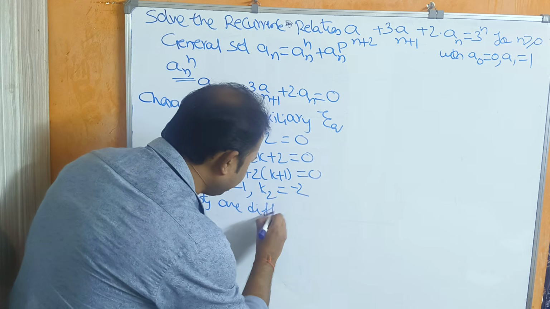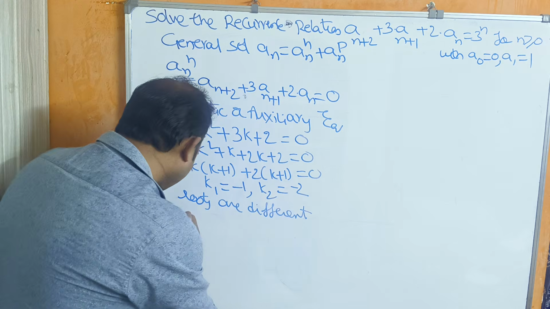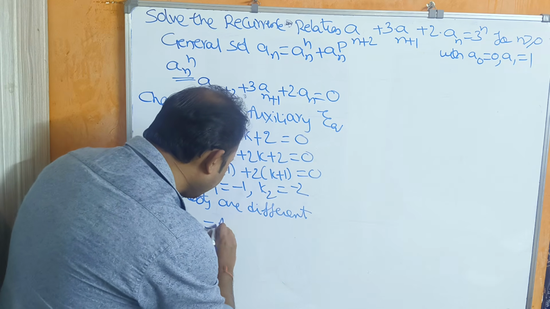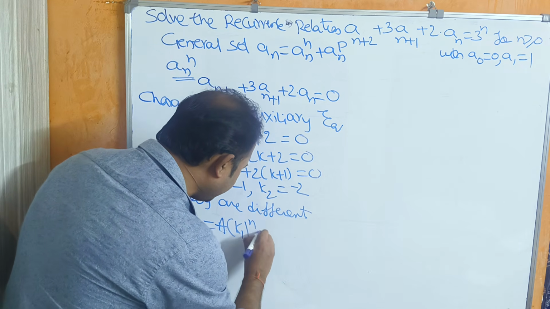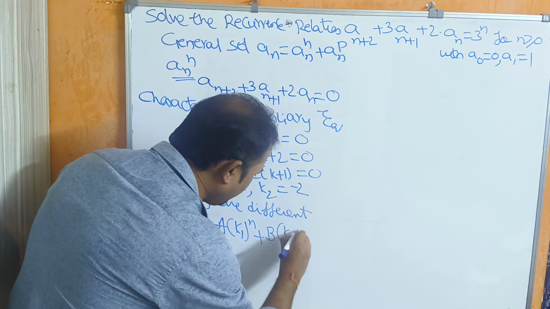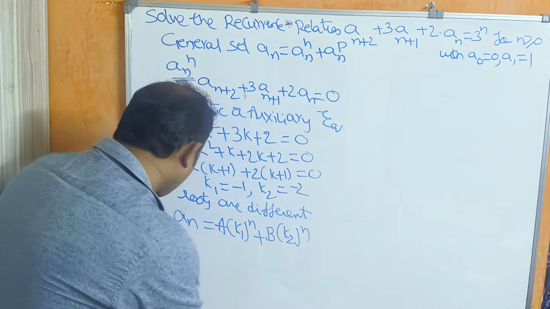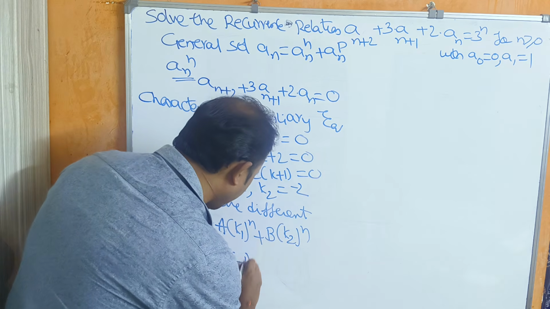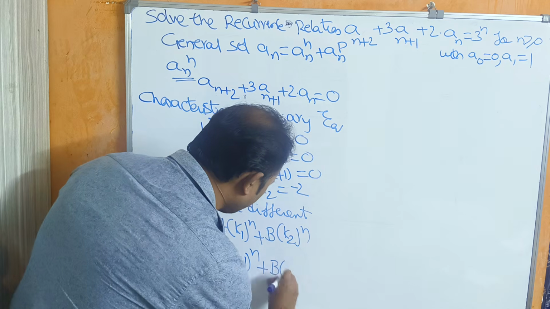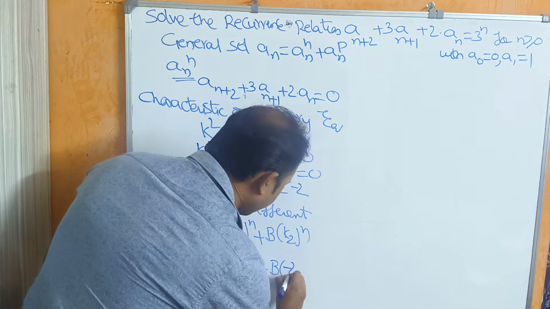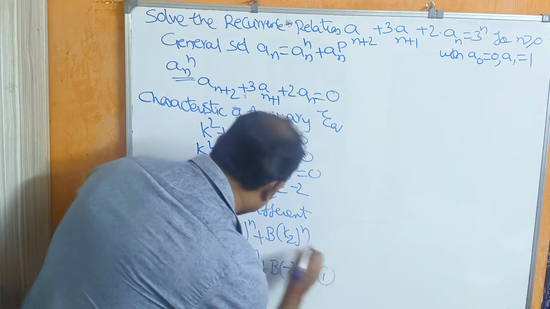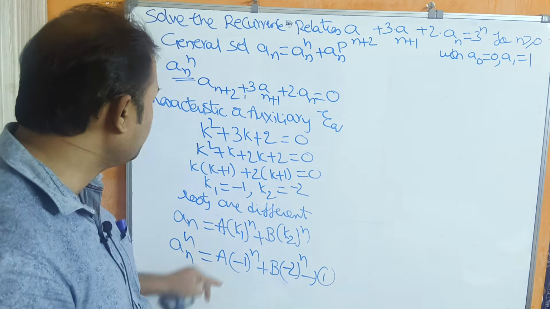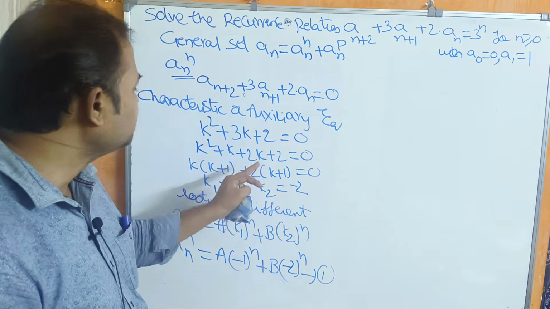If the roots are different, then the general solution is a_n = a·k1^n + b·k2^n. So this is the formula. So a_n = a into what is k1? Minus 1. So (-1)^n plus b into what is k2? Minus 2. (-2)^n. So this is nothing but the homogeneous solution. We can write this as a_n^h. Why? Because this is the homogeneous solution. So now we got the homogeneous part.